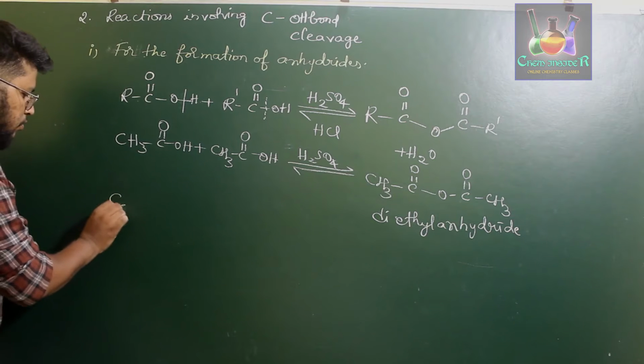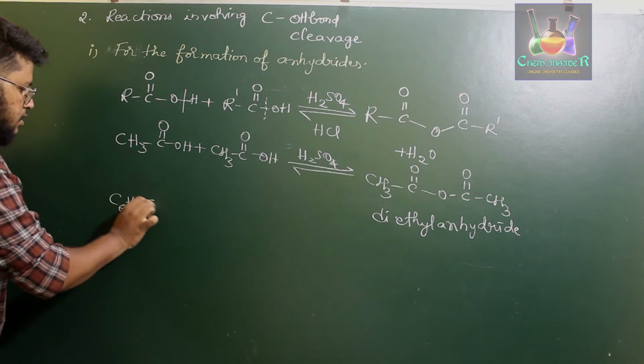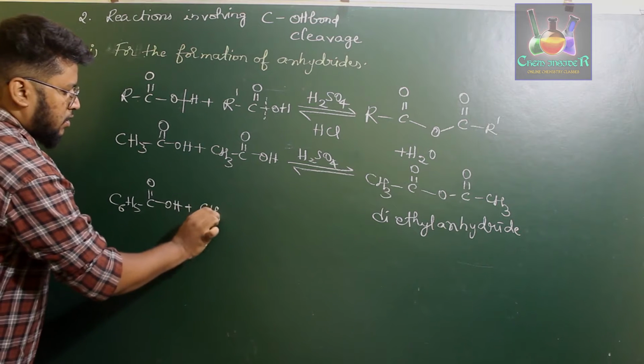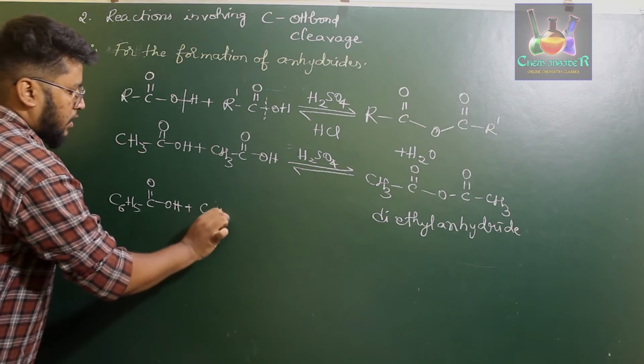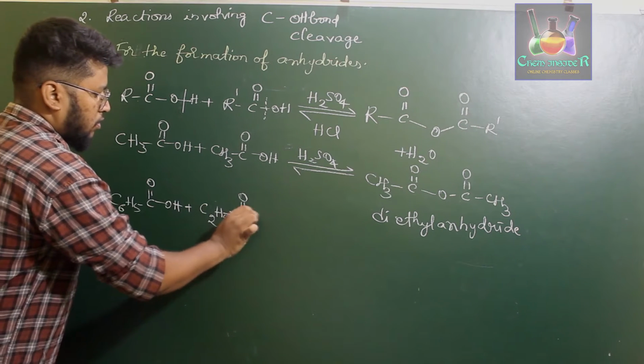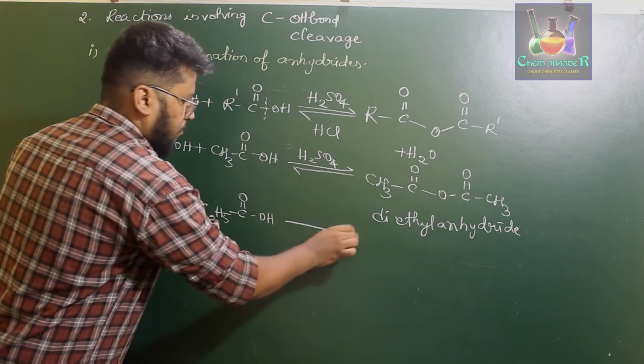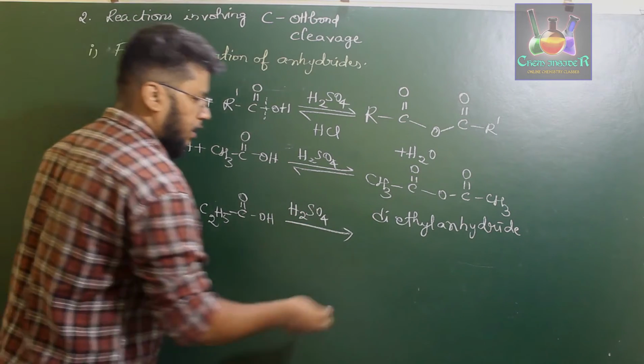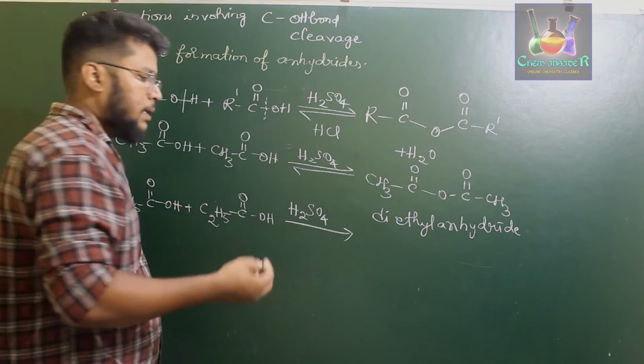Next, if you treat two different carboxylic acids, let us say C6H5COOH with C2H5COOH, the reaction takes place to form an anhydride, which is an example of a mixed anhydride.